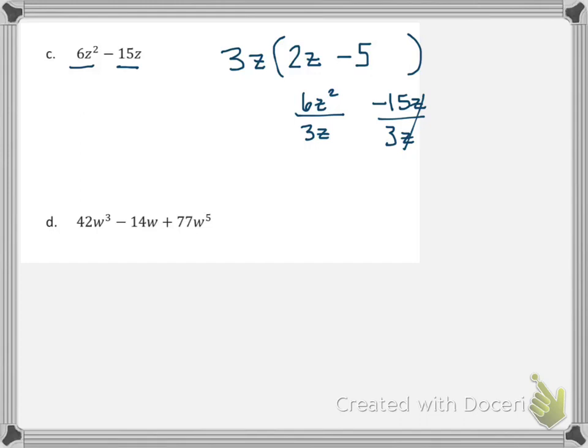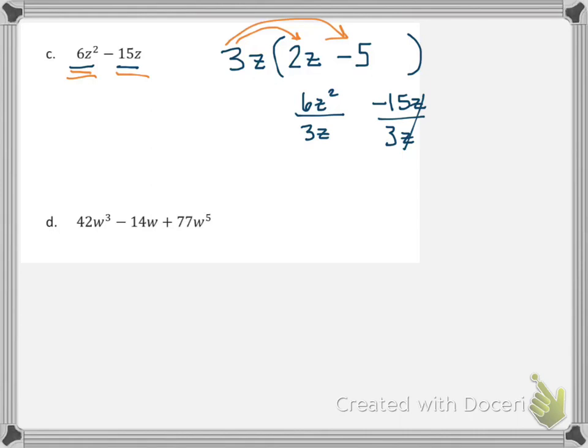And if I'd like to check, 3z times 2z, that's 6z squared. And 3z times a negative 5 is a negative 15z. Good factoring.